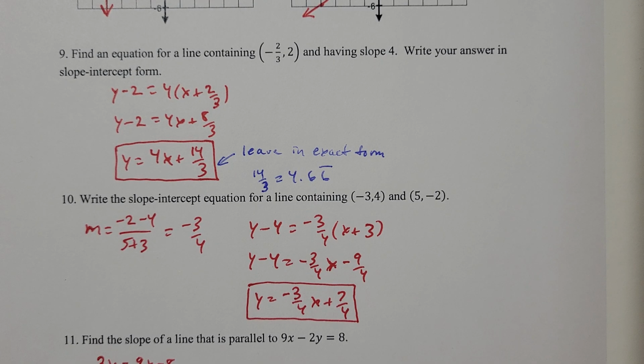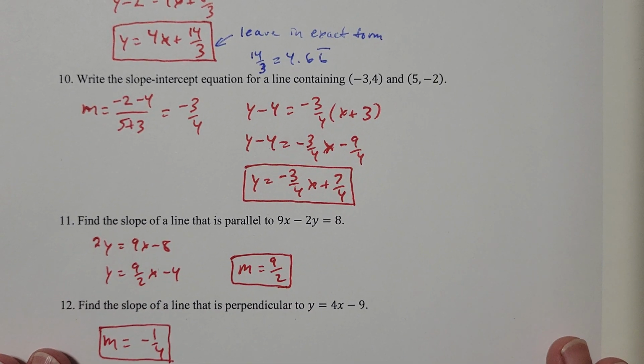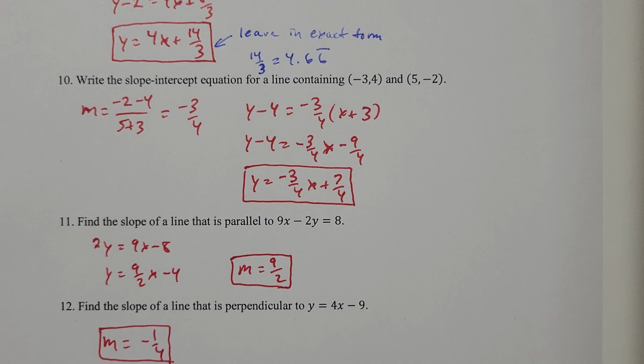So again, always leave all your answers in exact form here. And that's how the book will have it also. Okay. Problem 10 is where they want us to write the slope-intercept equation for a line containing the points -3, 4, and 5, -2.